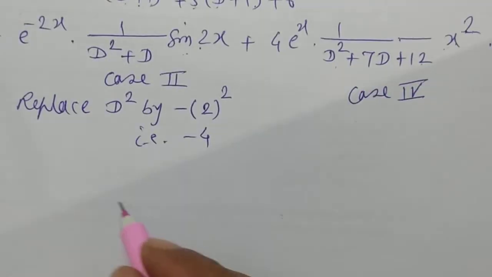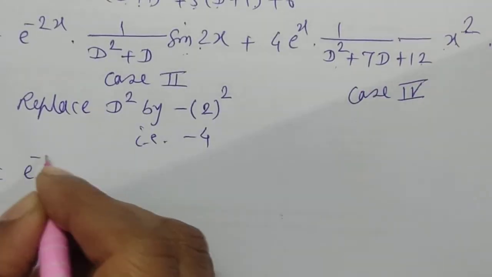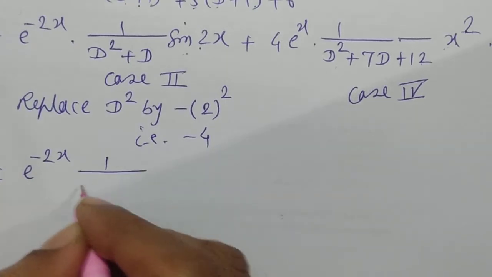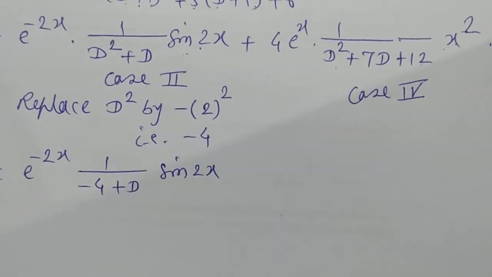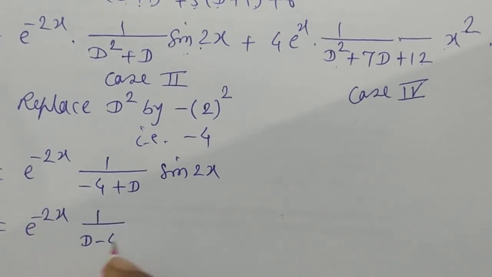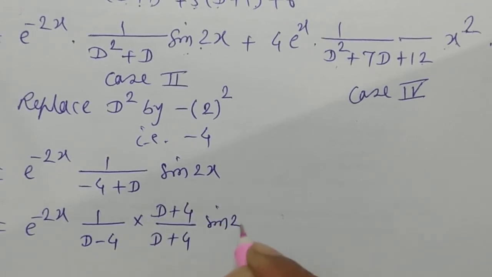Okay. So first we'll write the first term. So e raised to minus 2x, 1 upon, this D square means minus 4, plus D, sin 2x. First we'll simplify this part, then we'll continue with the second term. Okay. So here we have D now. Minus 4 plus D, we require D square. So this is e raised to minus 2x 1 upon D minus 4. To get D square, we will have to rationalize. We will multiply the numerator and denominator by D plus 4.